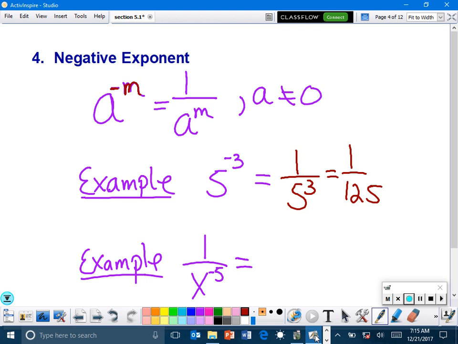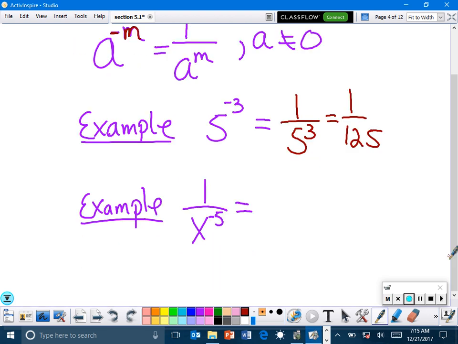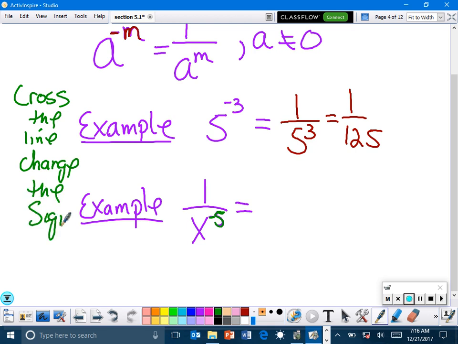All right, so the one now, this example here, you will notice that the exponent is in the denominator and it's negative. Okay, here's a little saying. Cross the line, change the sign. Let me write that. Cross the line, change the sign. So this one, I'm going to bring it up, so it's going to be x to the fifth power. Cross the line, change the sign.